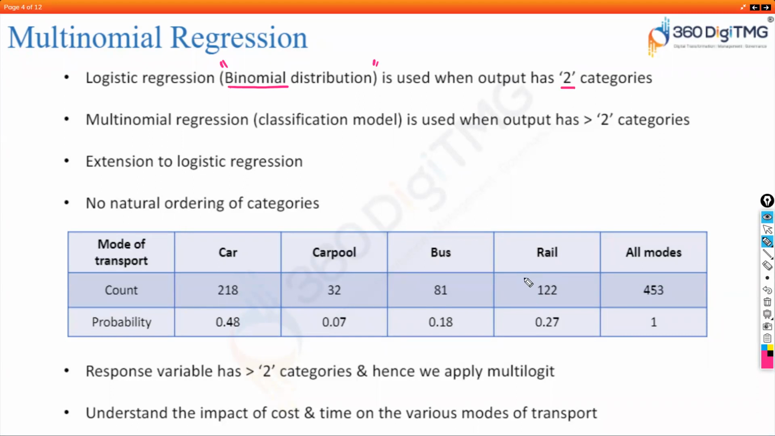Sometimes we come across scenarios where our output variable has more than 2 categories. And if the output variable has more than 2 categories, you proceed further with something called multinomial regression, which is obviously an extension to logistic regression. So you have logistic regression, and multinomial regression is an extension to that.